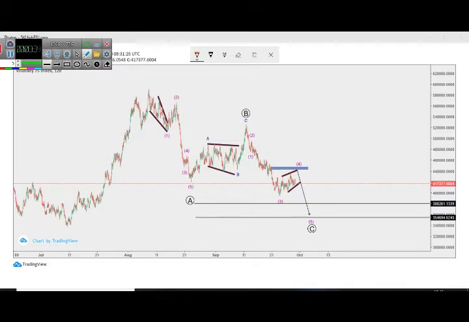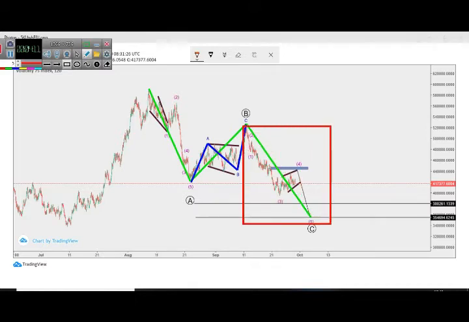Now the structure that we now have is an A, a B, and a C. So as you know, guys, this is a zigzag. A zigzag is known for a 5, 3, 5. 5 impulse wave and an A, B, C correction. This is what we have, an A, B, C correction. So what's left now, guys, is for us to complete the C wave going down, and that is what we're going to focus on today.